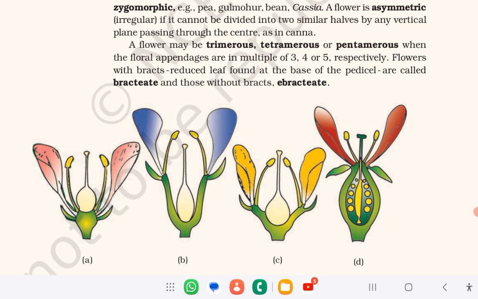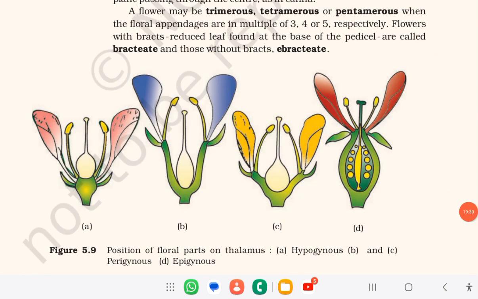A flower may be trimerous, tetramerous, or pentamerous when the floral appendages are in multiples of 3, 4, or 5 respectively. Flowers with bracts, reduced leaves found at the base of the pedicel, are called bracteate, and those without bracts are known as ebracteate.